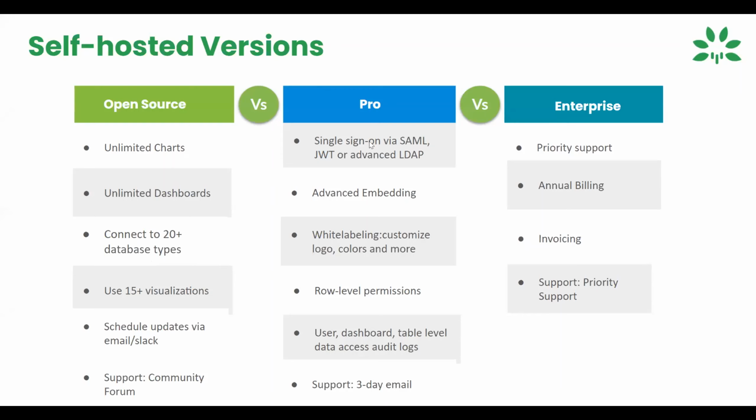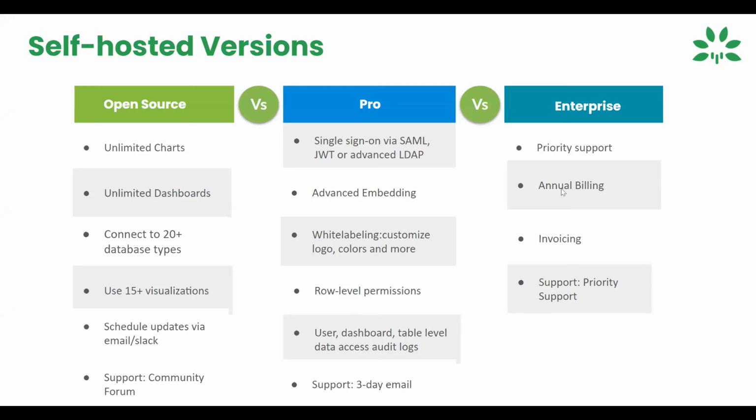If you want to go with the next level for more advanced features, you can have single sign-on for better control on who is accessing and bringing more users into your application. Advanced embedding, if you want to white label your Metabase and associate it with your specific brand. Further, row level permissions to provide access to your user groups, where you can decide access at the row level of the data. Also, you can have audit logs of who is accessing which dashboard and which users are working on your system. Those kinds of things you can achieve with the Pro version.